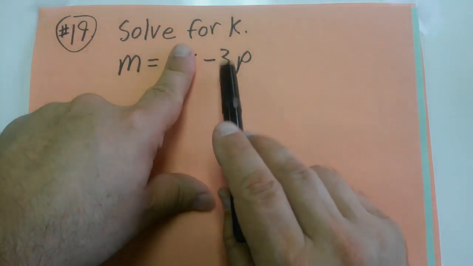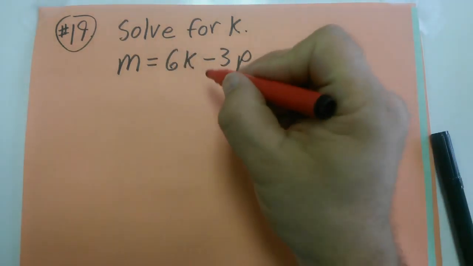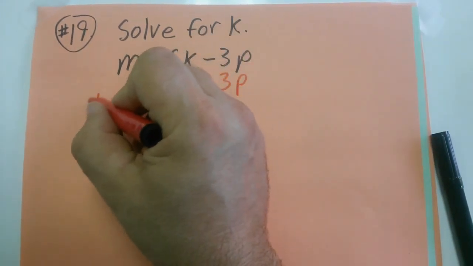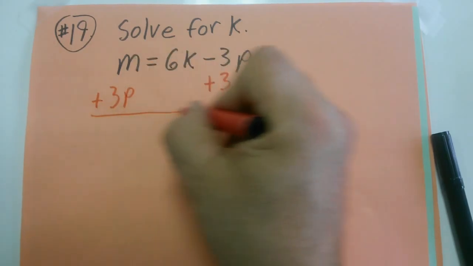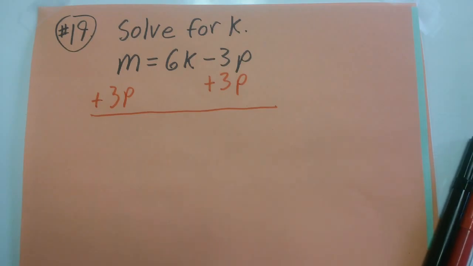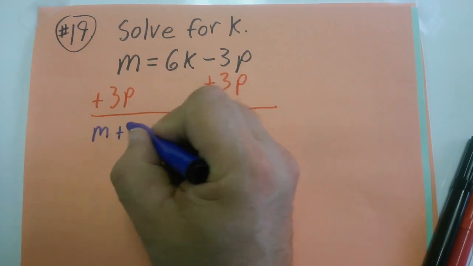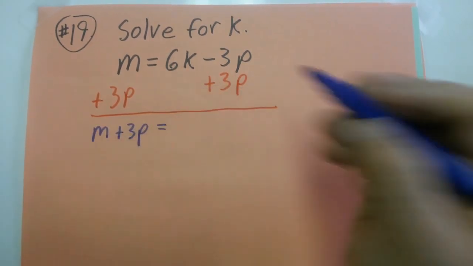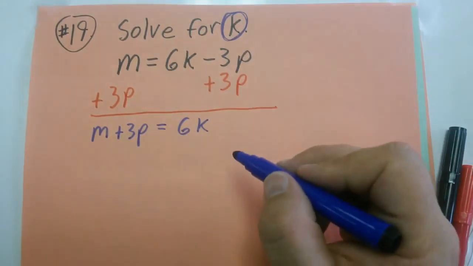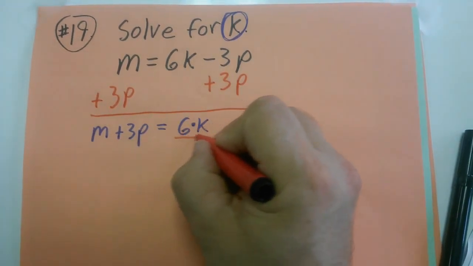so I'm going to hide it and do the opposite or inverse operation of minus 3p. The opposite of minus 3p is to add 3p. And if I add 3p on one side, I have to add 3p to the other side. This leaves me in a little bit of a conundrum because I really can't combine m and 3p. So this is just going to give me m plus 3p equals 6k. Don't forget, we're asked to solve for k, so the opposite of multiplying by 6 is divide by 6.